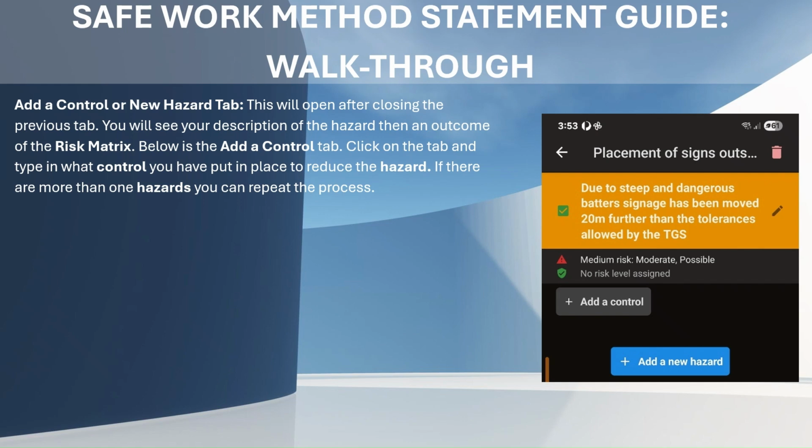Add a control or new hazard tab. This will open after closing the previous tab. You will see your description of the hazard, then an outcome of the risk matrix. Below is the Add a Control tab. Click on the tab and type in what control you have put in place to reduce the hazard. If there is more than one hazard, you can repeat the process.